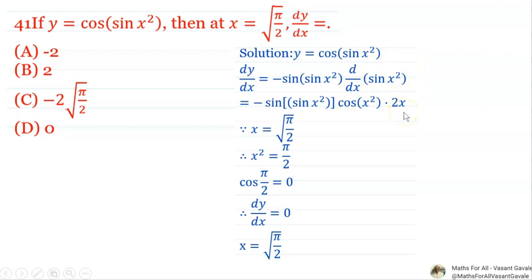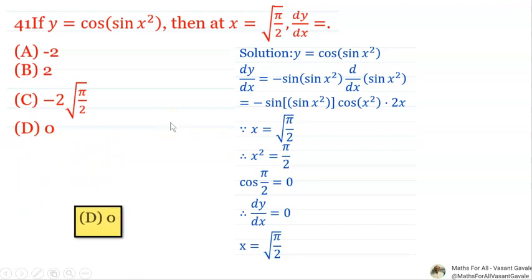Okay. Now what is the value of x? x is root of pi by 2. Therefore x square is equal to pi by 2. Now here we have cos of x square, that is cos of pi by 2. Cos of pi by 2 is cos of 90, and cos of 90 is 0. If we substitute this value here, the whole derivative will be 0. Therefore dy by dx is equal to 0, and hence option D is the correct one. Okay.